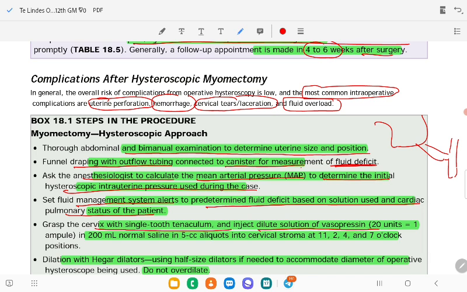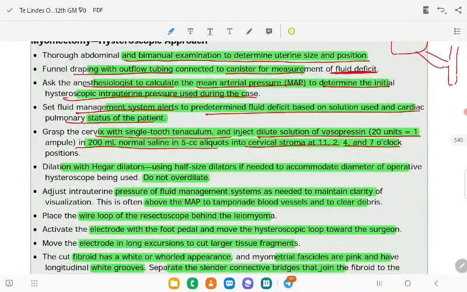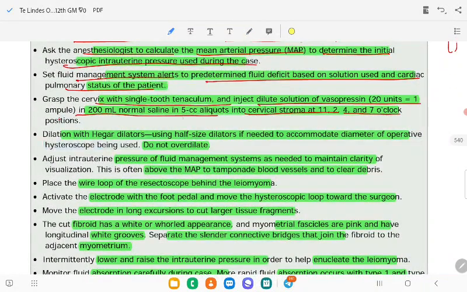Inject a dilute solution of vasopressin, 20 units in 200 ml normal saline, 5 ml into the cervical stroma at the 11 and 7 o'clock positions. Then perform dilatation with Hegar's dilator, using a half size dilator. If needed to accommodate the diameter, the operative hysteroscope is used.